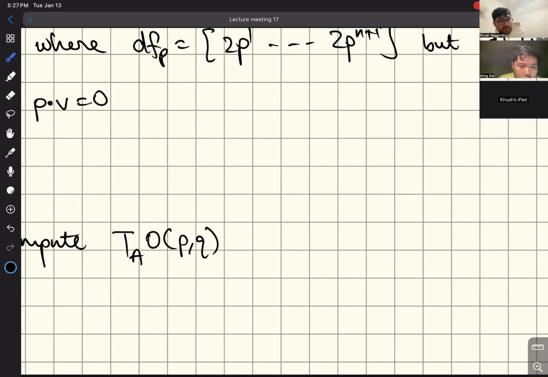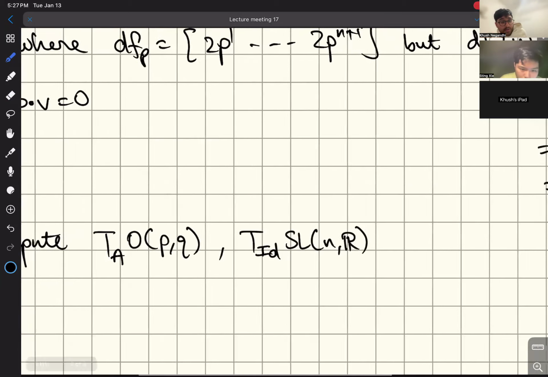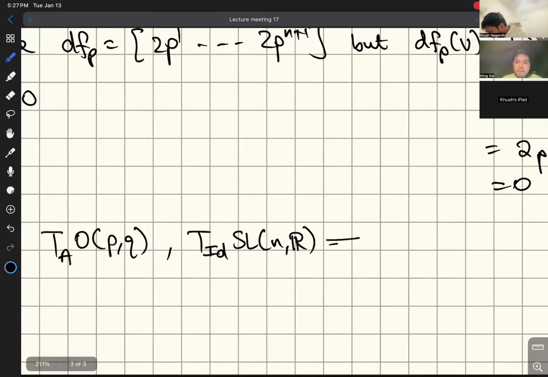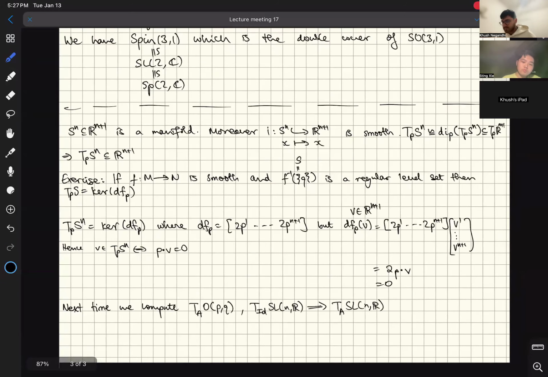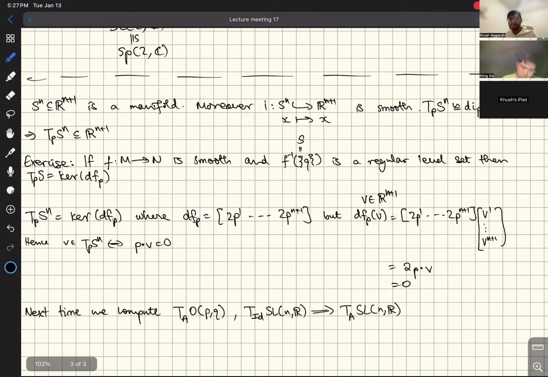We'll also compute the tangent space at identity of the special linear group, which will then lead us to the tangent space of the special linear group at any other point. And yeah, that's it. We'll do those examples mainly.